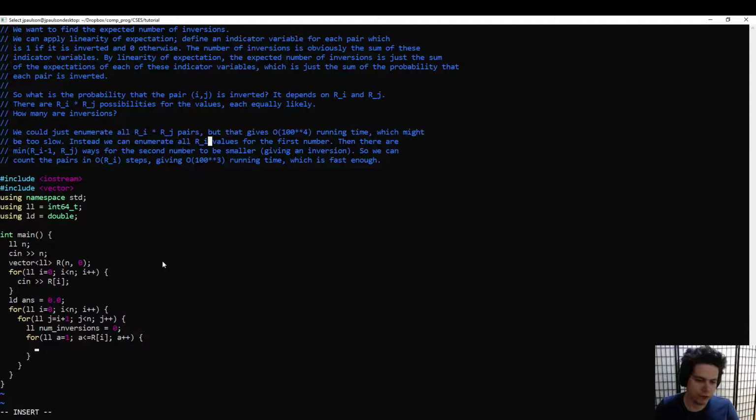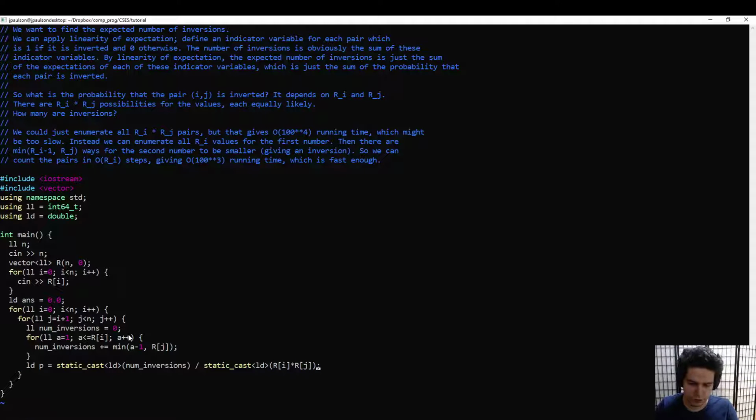And we'll just follow the strategy of enumerating the first number, right, from 1 to Ri. And we said the number of ways the second number could be chosen smaller than it is the min of whatever value we have minus 1 and Rj. So the probability that it's inverted is this divided by the total number of possible pairs, right, Ri times Rj. And we just add up those probabilities to get the answer. And we want 6 decimal places.